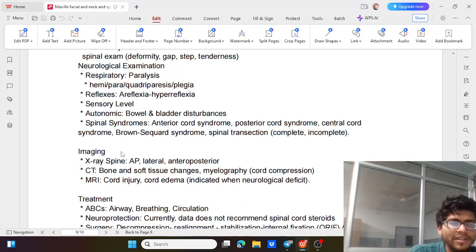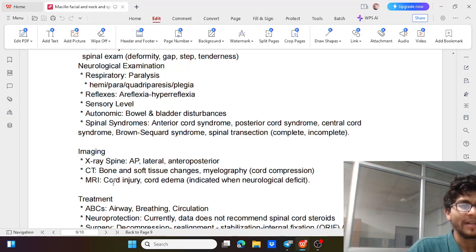Now coming to imaging. Initially we can go for X-ray spine, that is lateral and anteroposterior spinal X-rays, but the investigation of choice will be NCCT, mainly for the bony elements. Bone and soft tissue will be delineated better in the CT, and we'll come to know whether there is cord compression or not by the myelography.